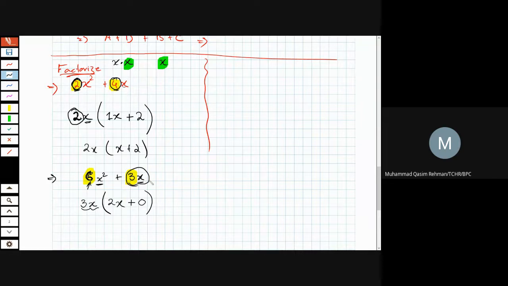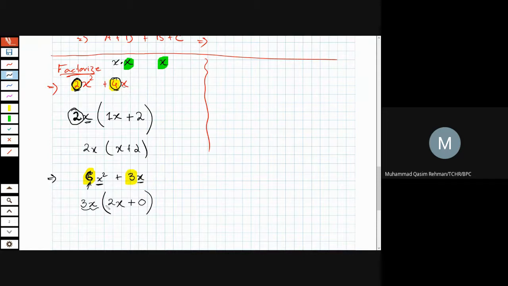Okay, so do not put 0 thinking that 3x was taken out as common, so there is nothing left here. No, we are dealing with factors. So if there is nothing here, it has to be 1 over here because 3x times 1 makes it 3x. You can always apply the reverse process just to check if you have done the factorization correctly or not.